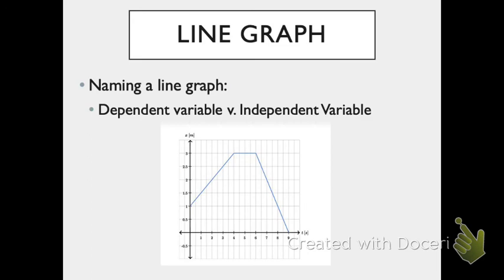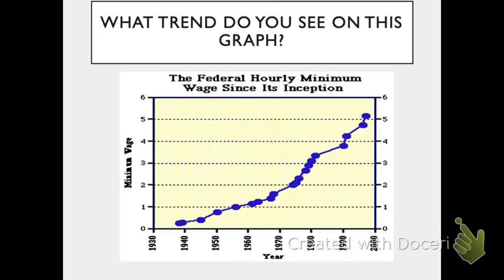Okay, so here is an example of a graph. I want to talk about trends on the graph here, okay? But let's first check. Does this graph have a title? Yes. What's the title say? Federal hourly minimum wage since inception, okay? It also tells us, does it have axes labels?